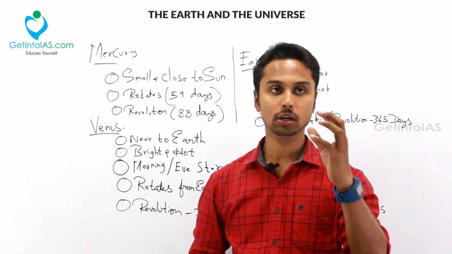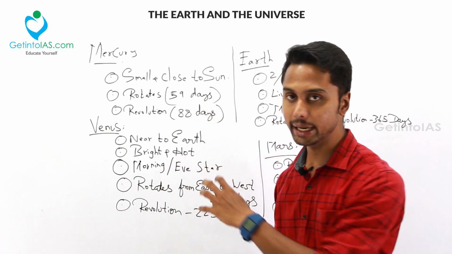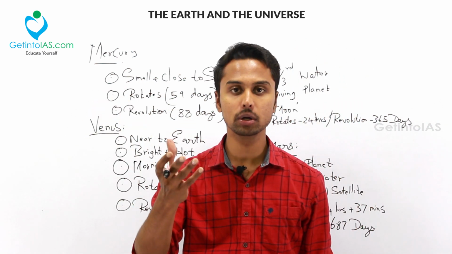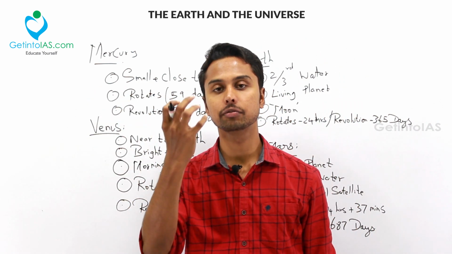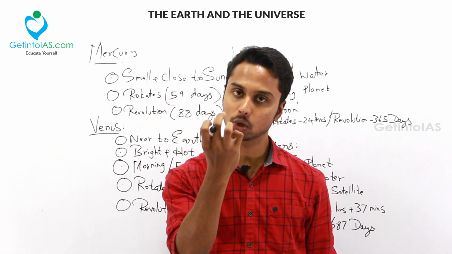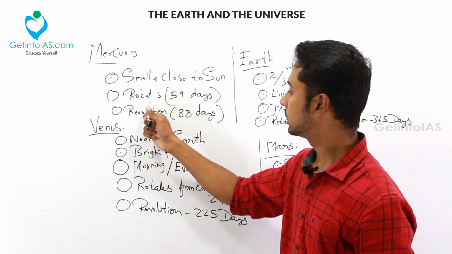As it is very close to the Sun, it will be the smallest planet among these 8. Mercury is the smallest one because, since it is so close to the Sun, as I told earlier, the gravitational force of Mercury is overtaken by the solar winds. So obviously Mercury will be so small. That's the first point. Next one, rotation and revolution.